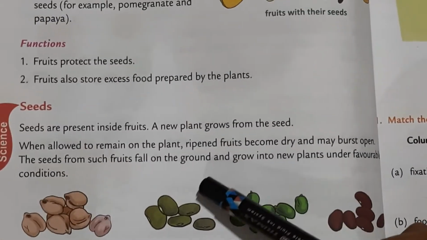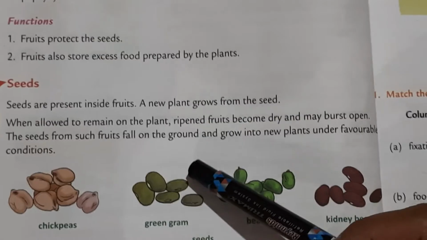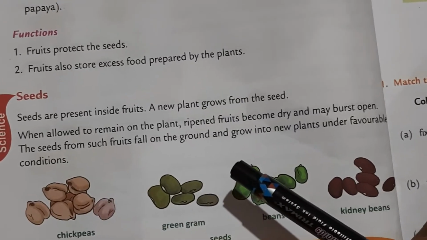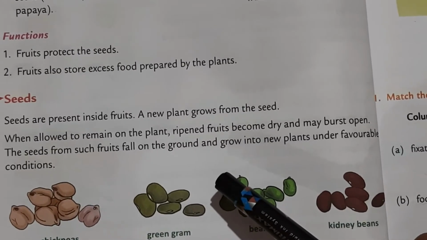Some fruits, if we do not pluck them and they remain on the plant, become dry and burst open. So those seeds grow under the ground and form a new plant.